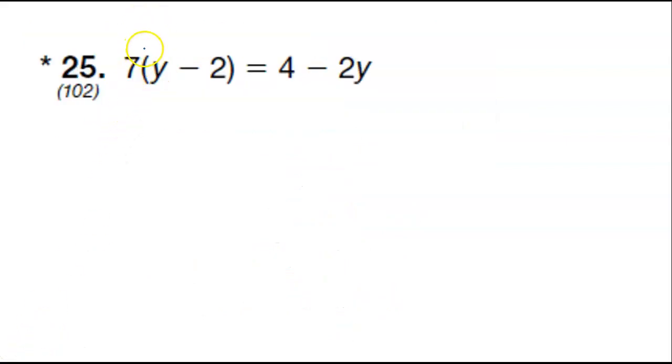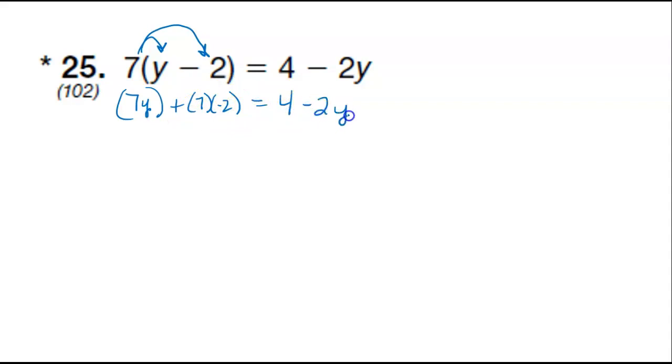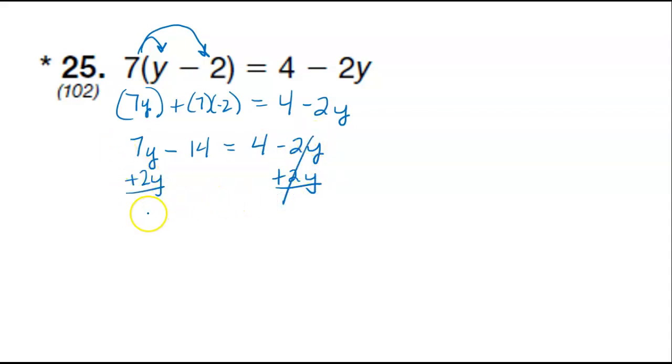Okay, let's go ahead and distribute this. So this is 7 times y plus 7 times negative 2 is equal to 4 minus 2y. So 7y minus 14 is equal to 4 minus 2y. Let's go ahead and combine our like terms. So I'm going to add the 2y. I get 9y. My minus 14 comes down and my 4 comes down. And then I'm going to add this across.